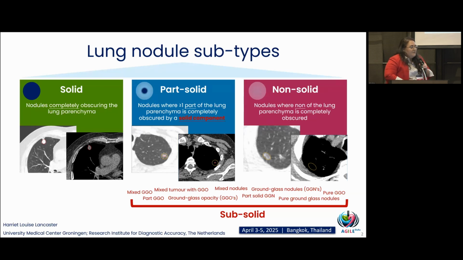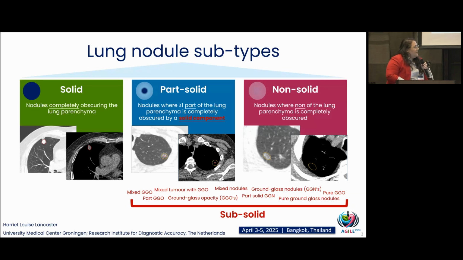So when we talk about solid nodules, we talk about a nodule that completely obscures the lung parenchyma. Whereas a part solid nodule has a solid component, one or more, that completely obscures the lung parenchyma, but it still has a non-solid component to it. And when we talk about non-solid nodules, none of the lung parenchyma is obscured.